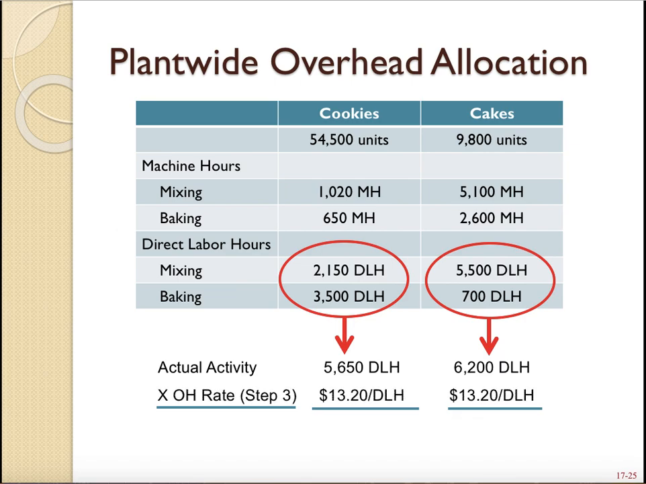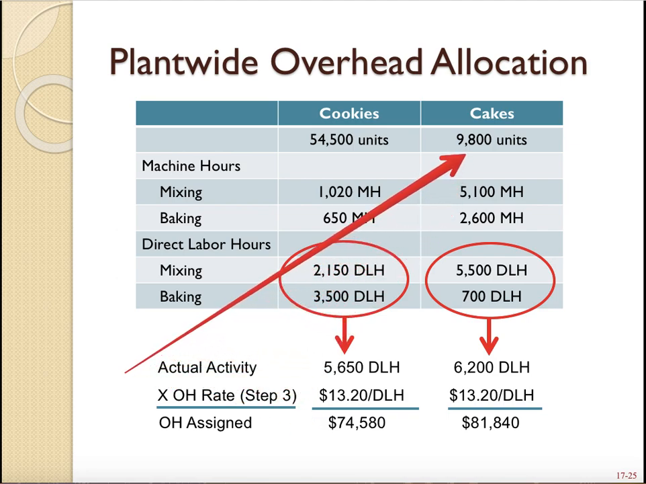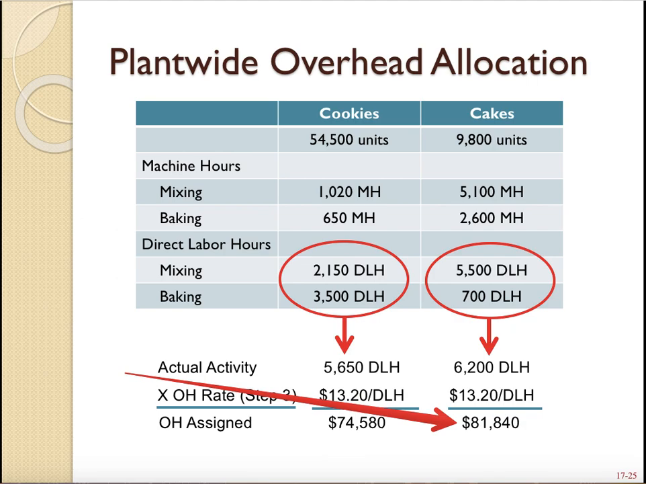Then I multiply that times the overhead rate from step 3. And again, it's the same overhead rate for both, right? Because we only calculated one rate, $13.20 for every direct labor hour and $13.20 for every direct labor hour. So what that tells us is that if we multiply that out, the overhead from making these 54,500 cookies was $74,580. And the overhead for making 9,800 cakes was $81,840.